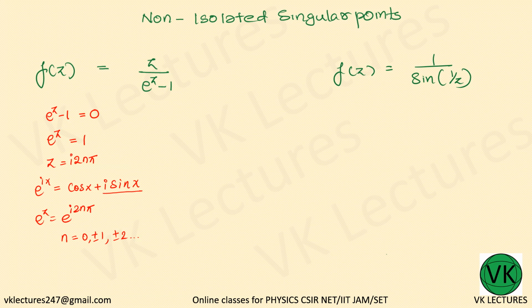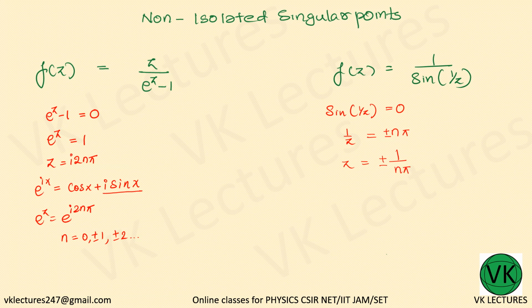Now take the second case here, f of z equal to 1 by sine of 1 by z. Now the denominator becoming 0 means sine of 1 by z equal to 0. Now 1 by z should be of the form plus or minus n pi. Now here we need z, so z should be equal to 1 divided by plus or minus n pi.